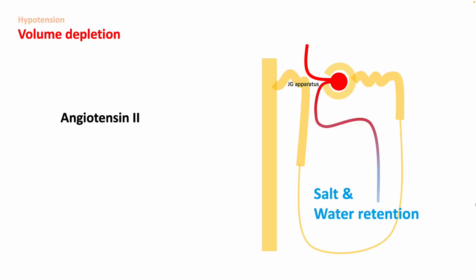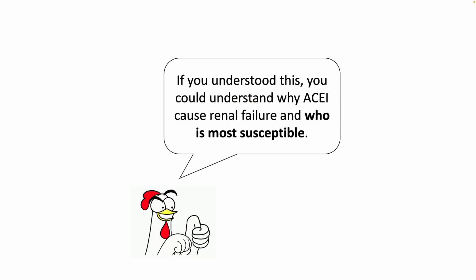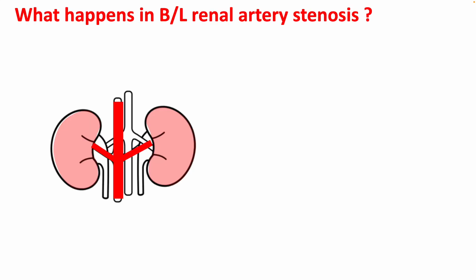Angiotensin 2 also helps in salt and water retention in the proximal convoluted tubule and stimulates aldosterone production for salt and water reabsorption in the distal convoluted tubule and collecting duct. So if you understand this, you should be able to understand why ACE inhibitors cause renal failure in patients who are most susceptible. Let's take an example.